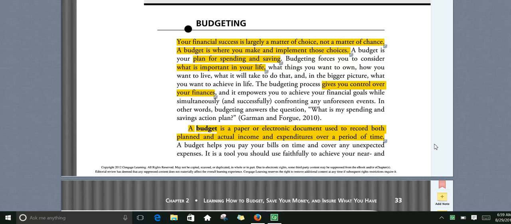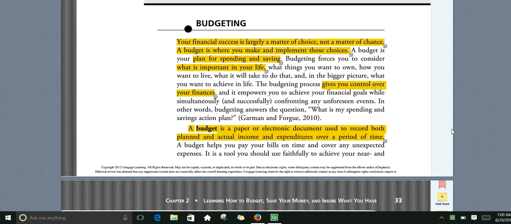You want to keep this statement in mind because it is a choice to save and not a matter of chance necessarily. A budget is where you make and implement these choices that you've made. It's a plan for spending and saving. You want to consider what is important in your life, so it's a very personal item. It does give you control over your finances.